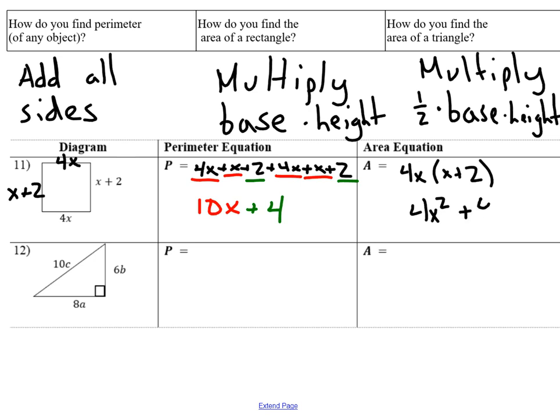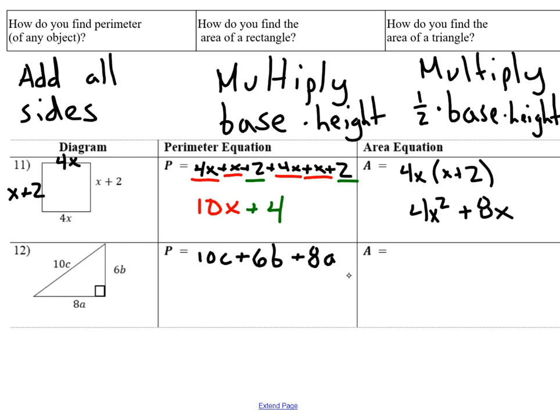Let's go ahead and do the perimeter of the rectangle here. So I have to add all sides together, so I have 10c plus 6b plus 8a. None of those are like terms, so I cannot combine them at all, and I am all done with that problem.